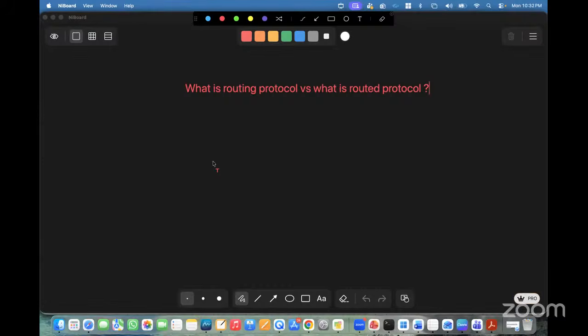What is a routing protocol? I still explain the routing protocol, but what is a routed protocol? Yes, Akhtar, you want to say that? So basically, a routed protocol is the IP we use, like IP addresses, and routing IP addresses. You're talking about IP addresses? Yeah, IP.